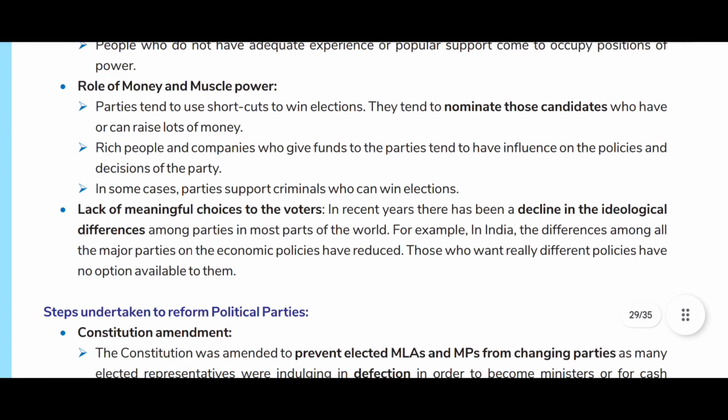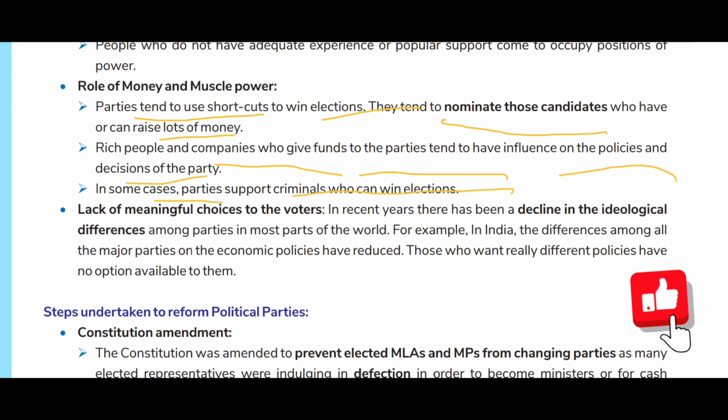Now, the role of money and muscle power. Parties tend to use shortcuts to win elections. They tend to nominate those candidates who can raise lots of money. These people and companies who give funds to the parties tend to have influence on the policies and decisions of the party. In some cases, parties support criminals who can win elections.